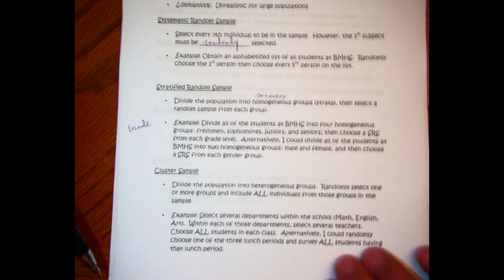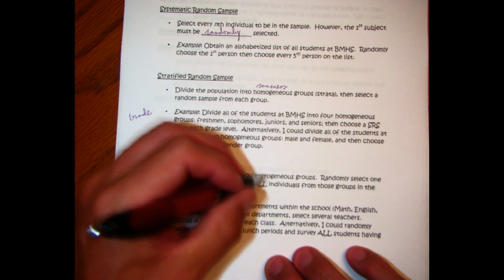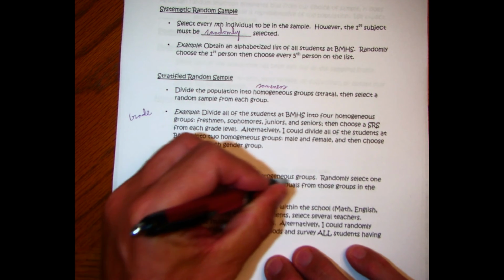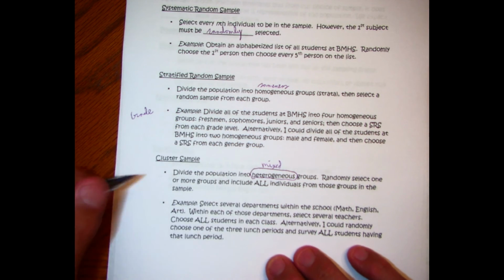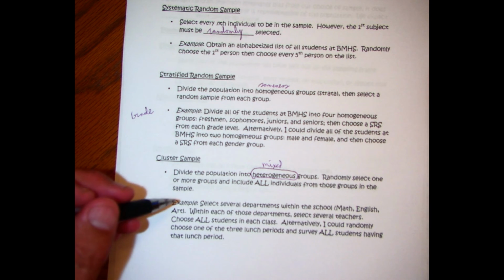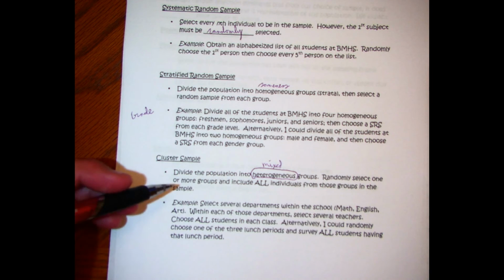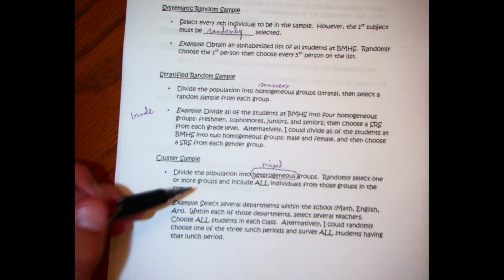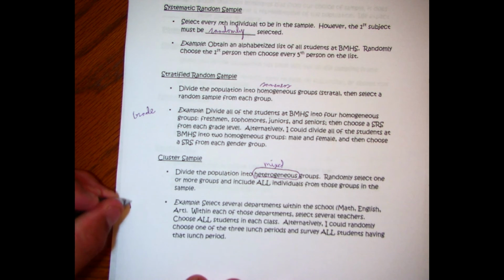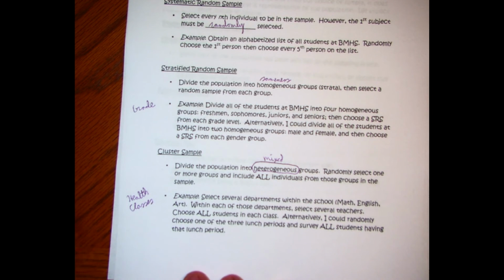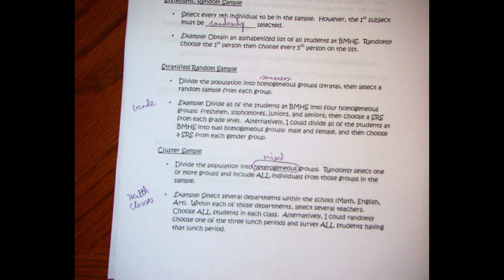Cluster sample is about heterogeneous. Heterogeneous is a mixed group. So think of it this way, the group is already mixed together. The most obvious example here would be to do health classes, because in health classes students are mixed. There are 2 sets of health classes: the 9th and 10th grade health class and the 11th and 12th grade health class.